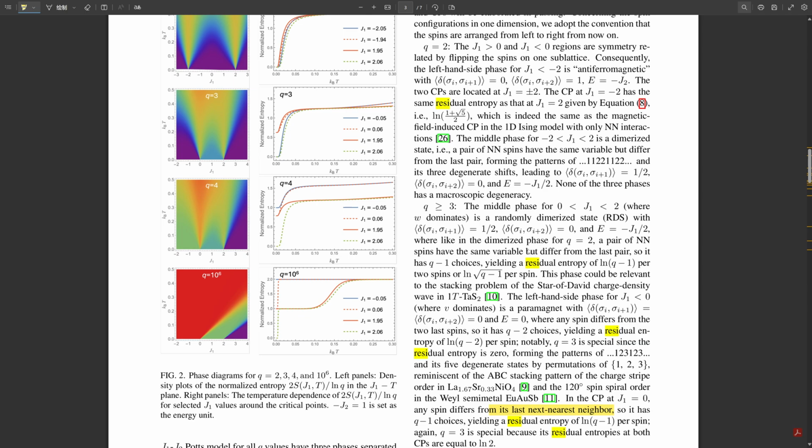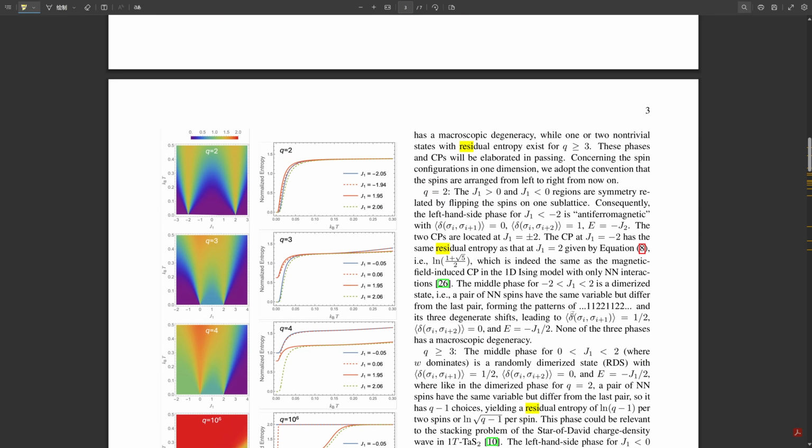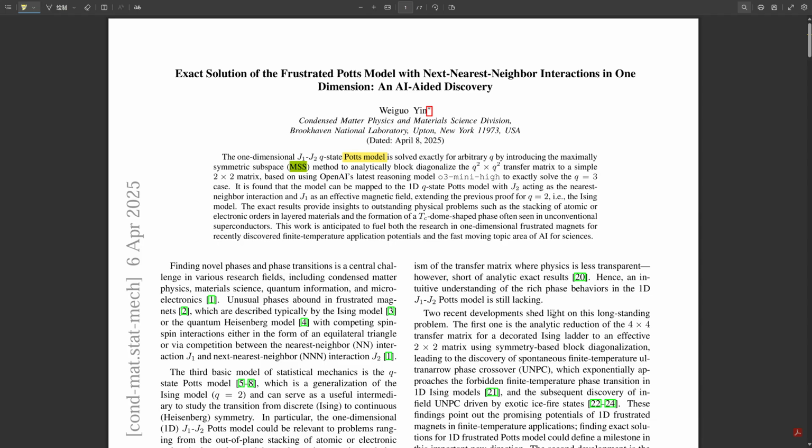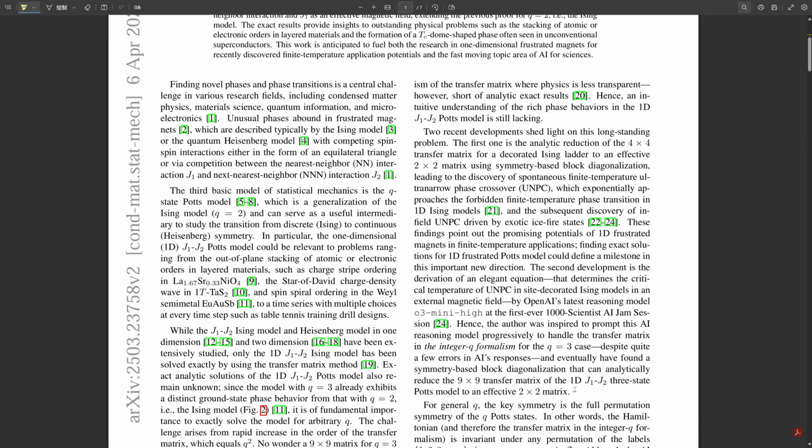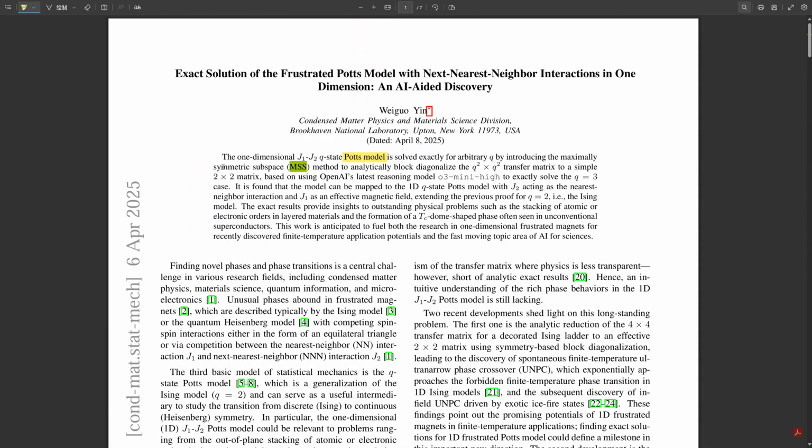Well, for those of you listening who are keen to delve deeper into the technical details and explore the mathematical underpinnings of this fascinating research, we strongly encourage you to investigate the source materials we've discussed today. You'll find a wealth of information on frustrated magnetism, the Q-state Potts model, the maximally symmetric subspace method, and the intriguing applications of symmetry principles in physics. It's a rich and rewarding area of inquiry.